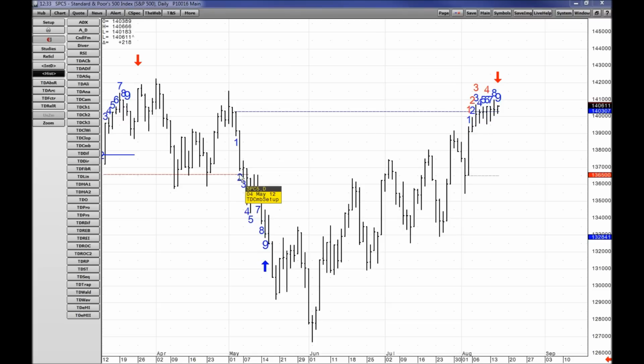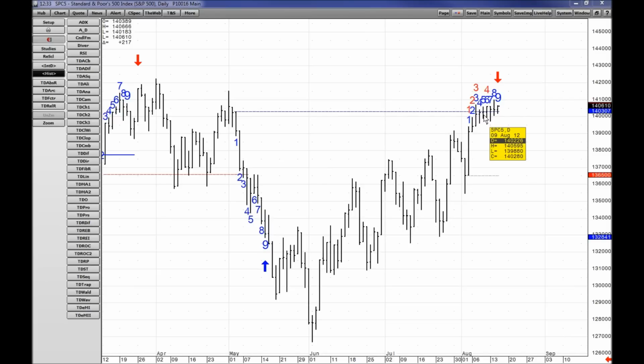Qualified bearish break here. For this 9 down to remain in place, we would have to get a close today on the S&P 500 above 1402.80. That's 1402.80.